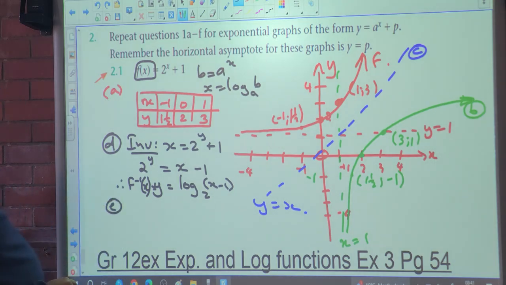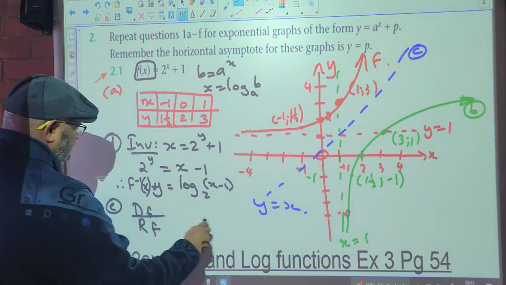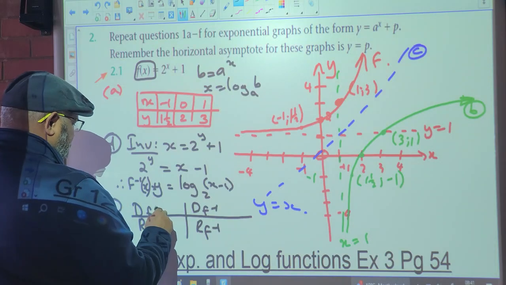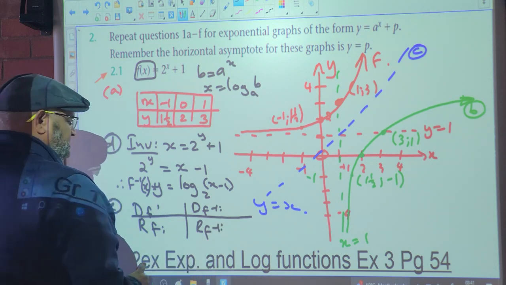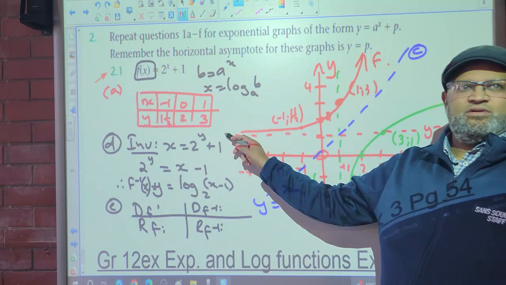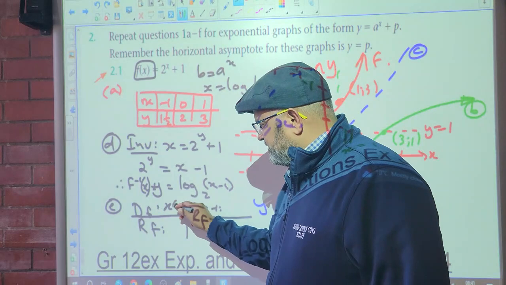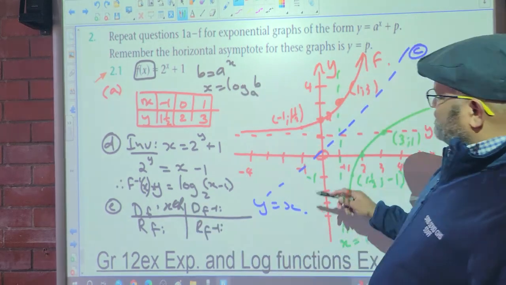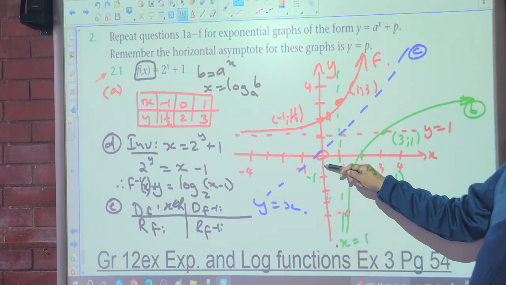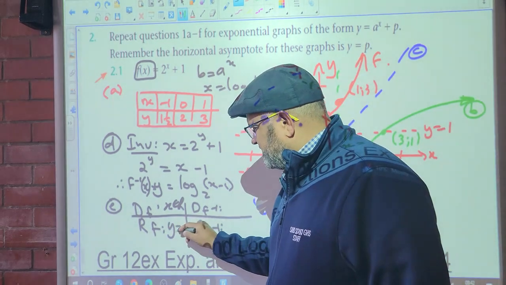Let's look at E. E is the domain and the range, the domain of the inverse function and the range of the inverse function. As you can see, this graph is going to negative infinity and positive infinity. So for the domain, x is an element of R. Let's look at this graph. Does this graph exist at negative infinity? Where does it start existing at? 1 onwards. So we say y is greater than 1.